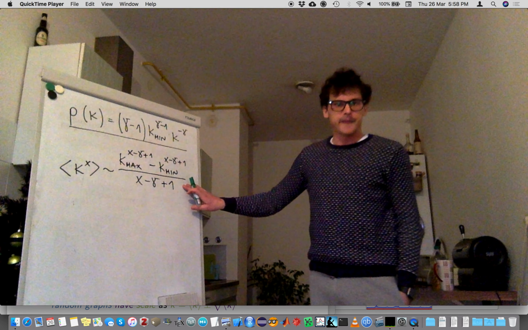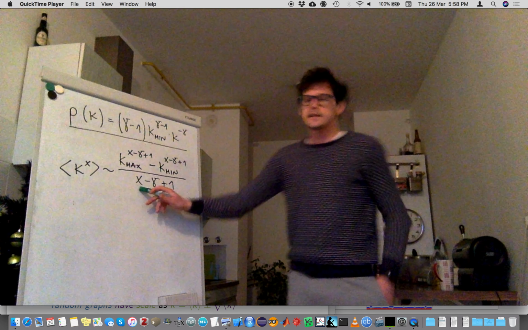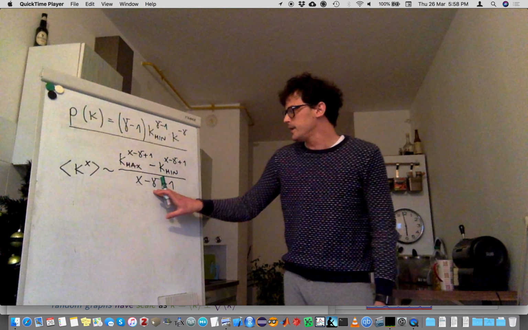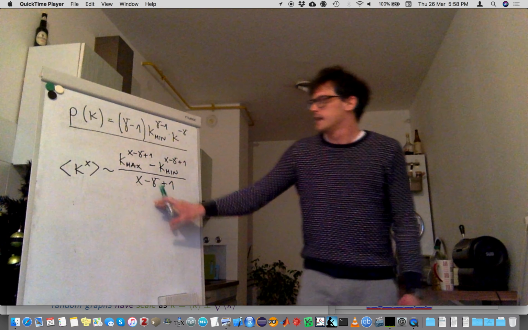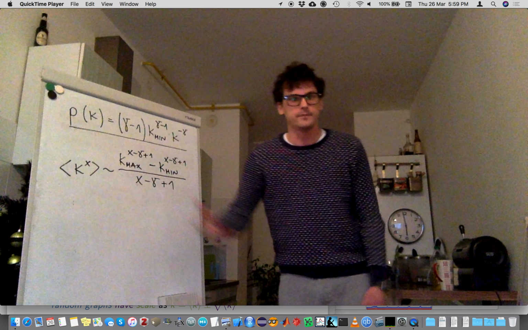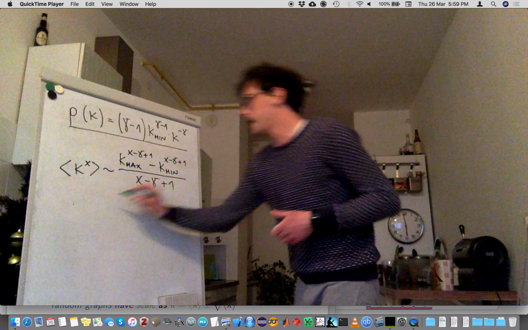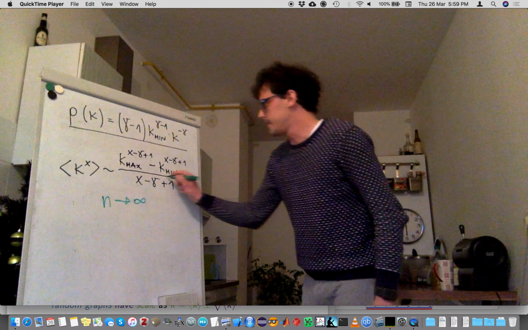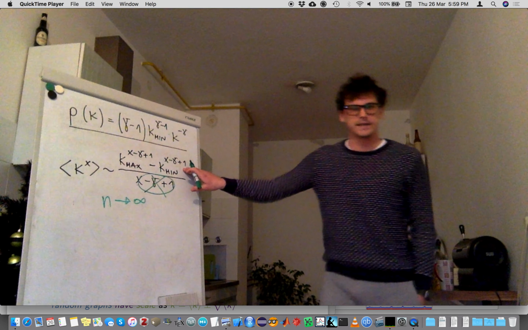Now looking at this fraction here. Firstly, x minus gamma plus 1. So x is some number 1, 2, 3. Gamma is some number usually between 2 and 3, plus 1. So basically here at the bottom, this is some constant that does not depend on n, the size of the network. So if we're just talking about the scaling where n goes to infinity, then we can basically forget about this part. So we are only looking upstairs now.